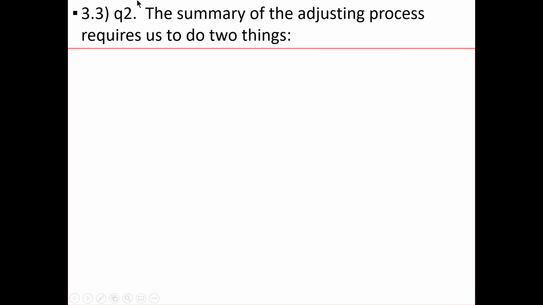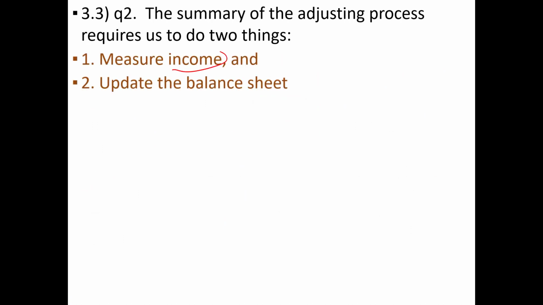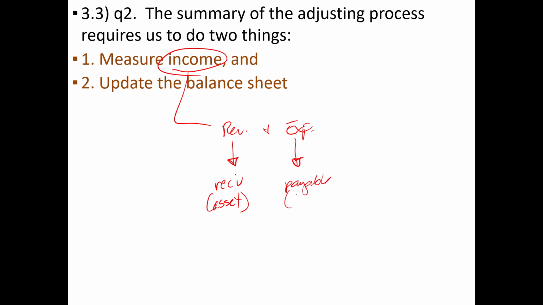The summary of the adjusting process requires us to do primarily two things. Like I said, measure income and then update the balance sheet. When I say income, realize I'm talking about updating revenue accounts and expense accounts. And typically when we're updating revenues, there's going to be some sort of receivable asset account that needs to be updated. When it comes to expenses, oftentimes we may have to record some type of payable account, which is a liability.